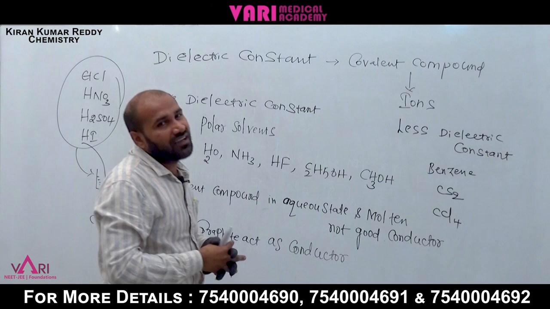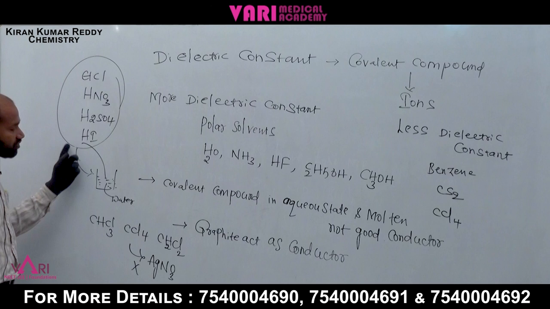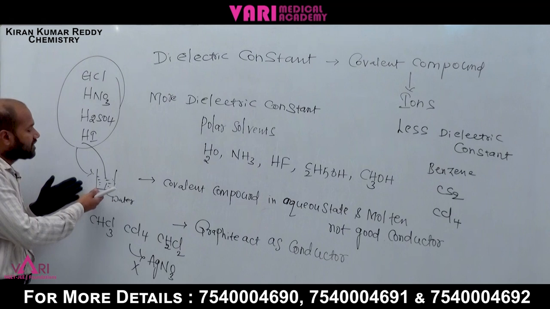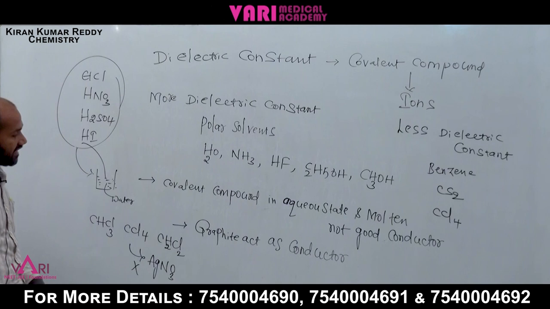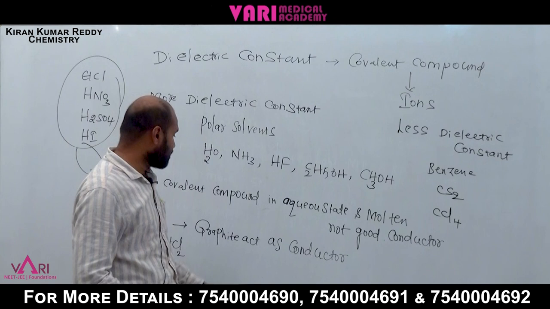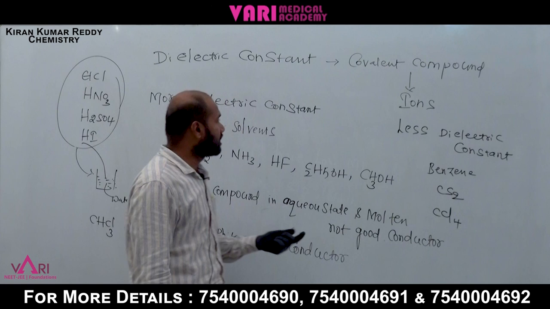Next topic, you have to write this: HCl, HNO3, H2SO4 and HI, when poured into water, form ions, and ions are responsible for conductance. In CHCl3, no free chlorine is available, so no precipitation is formed. Graphite acts as a conductor because of free electrons, and conductance comes from the free electrons. Covalent compounds in aqueous or molten state are not good conductors. These are the points you have to remember.